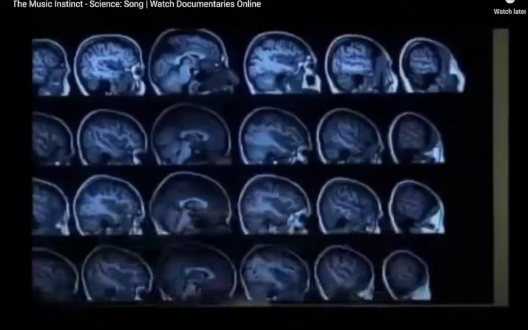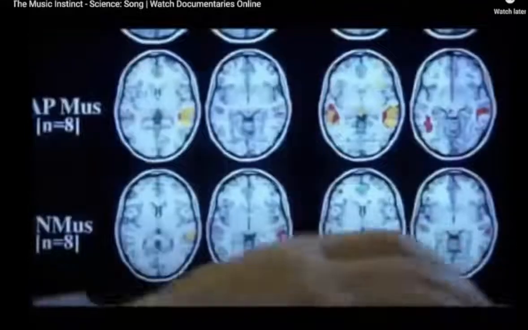We can now take pictures of the brain in action. That's what fMRI and PET technology does. We can track where the blood or the oxygen is flowing in the brain, and this is allowing us to map the different functions and regions of the brain in ways that just weren't possible 10 or 15 years ago.